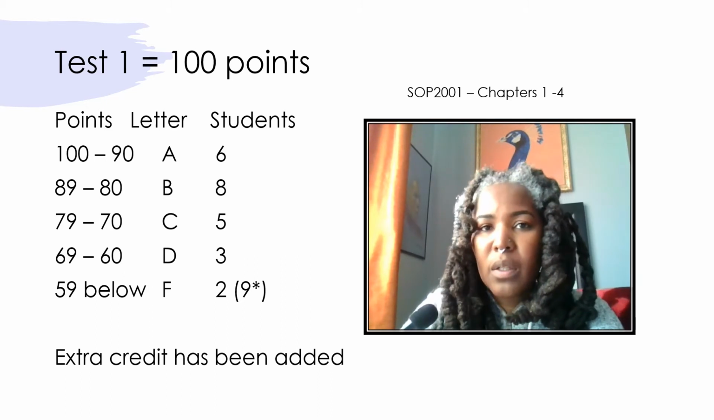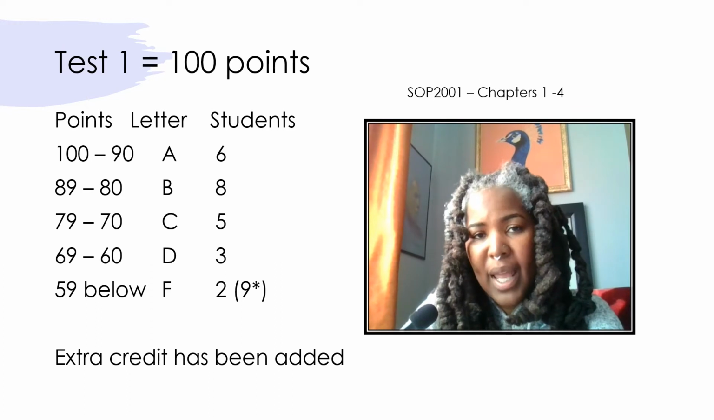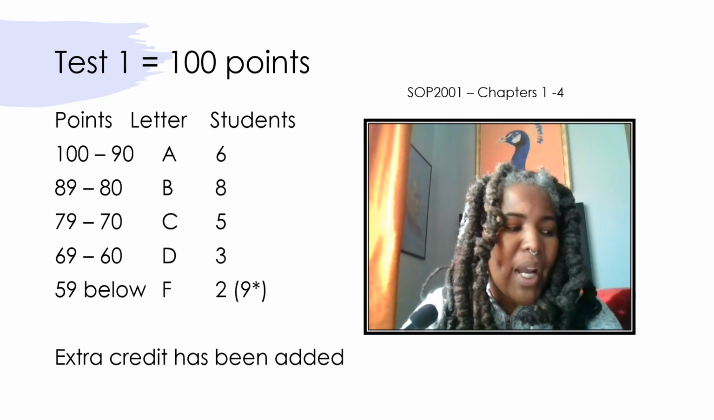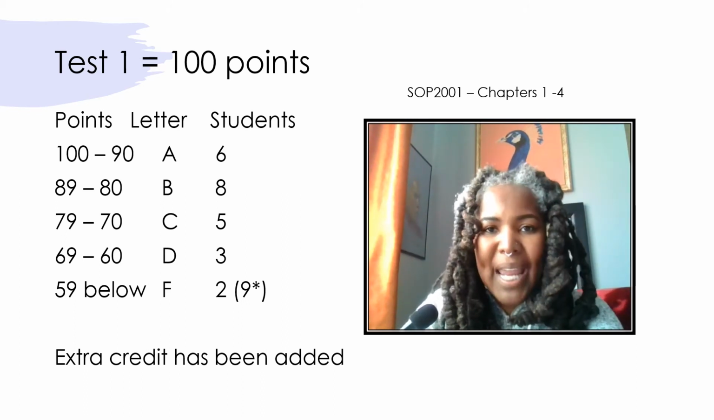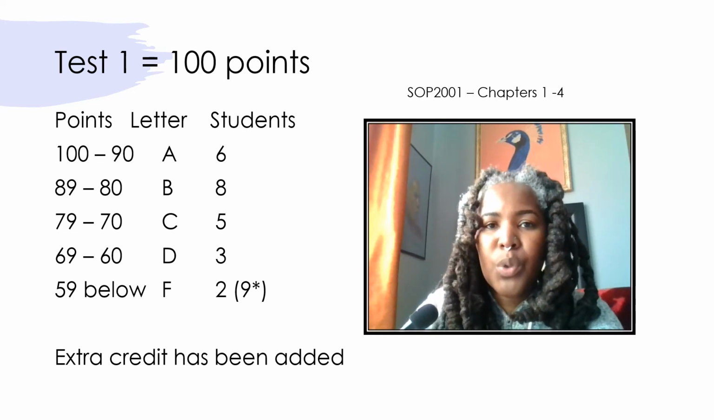Now, these scores that are listed here on the screen include the score after the extra credit has been calculated. So we had about 17 or 18 students who completed the extra credit, and most students got between 8 points and 10 points on the extra credit, so those points were added directly to your test.